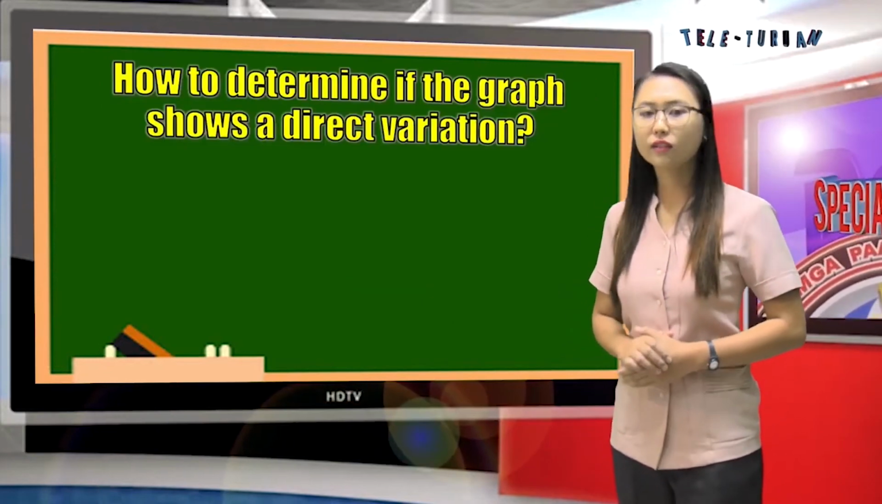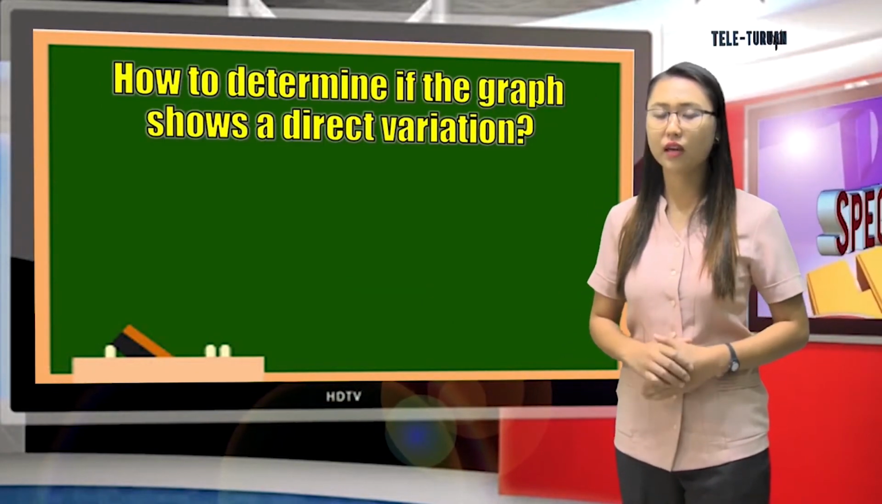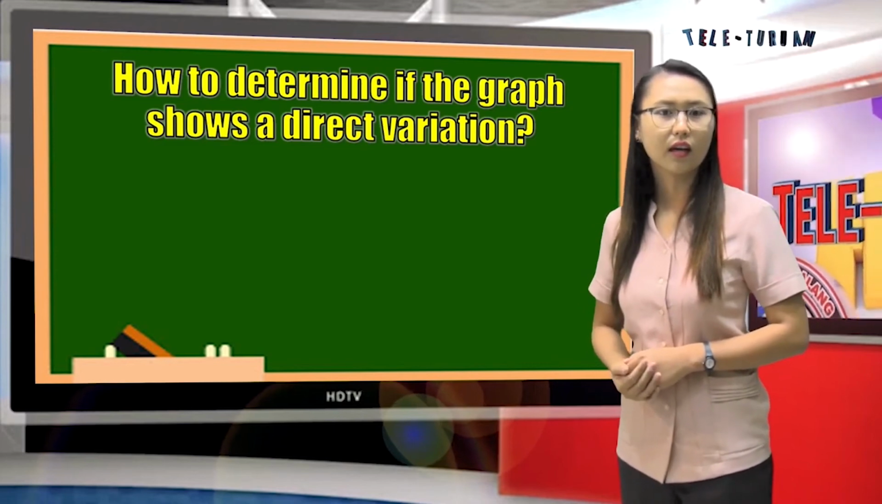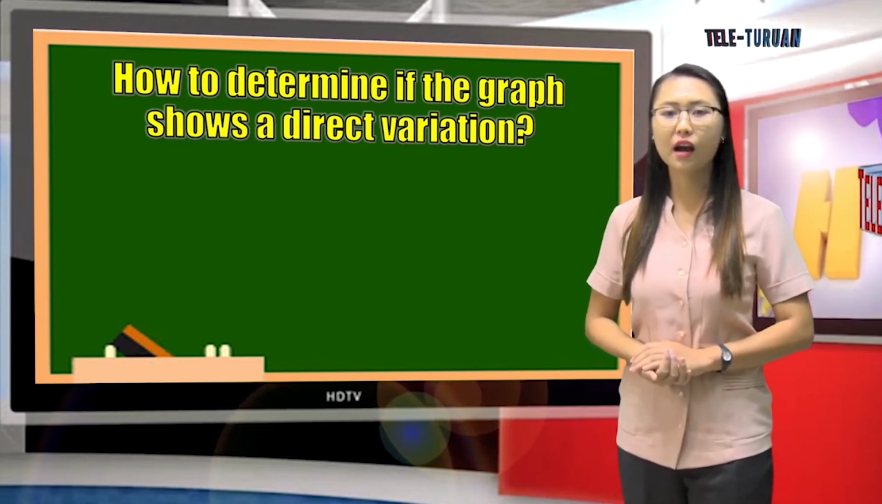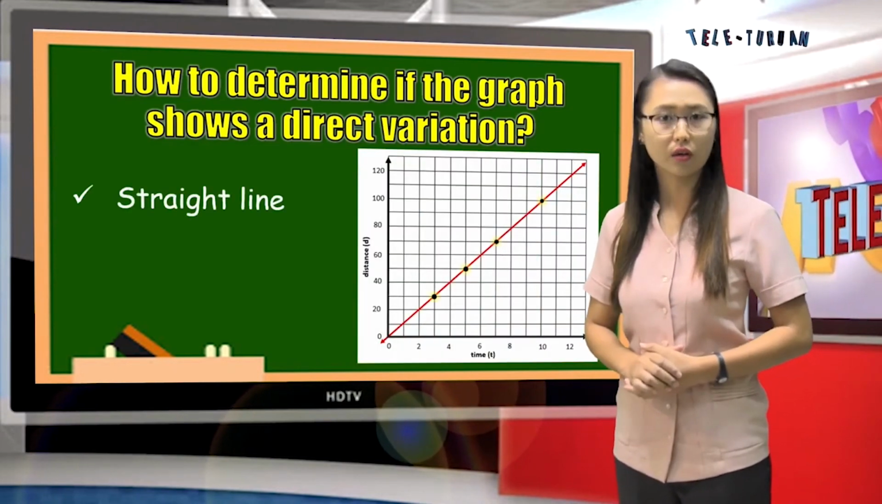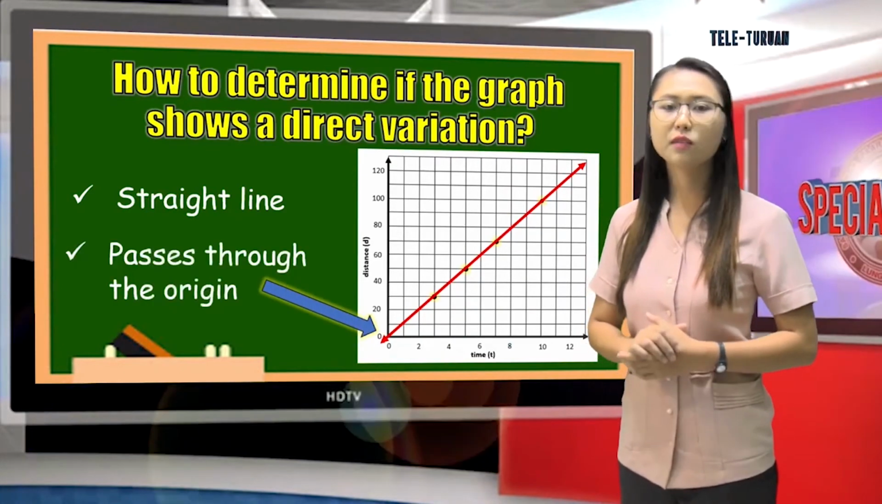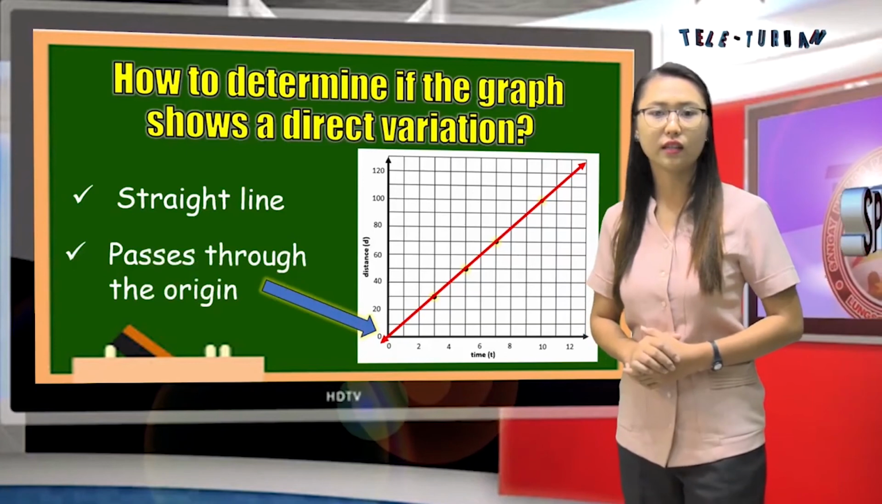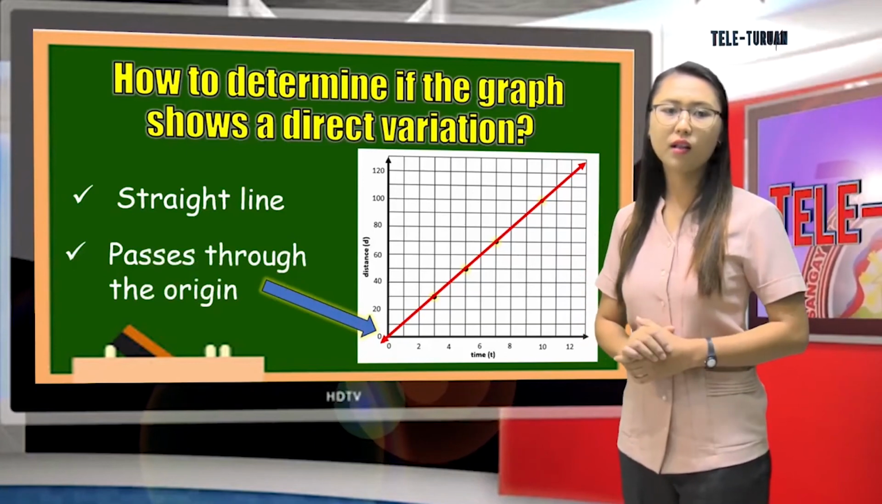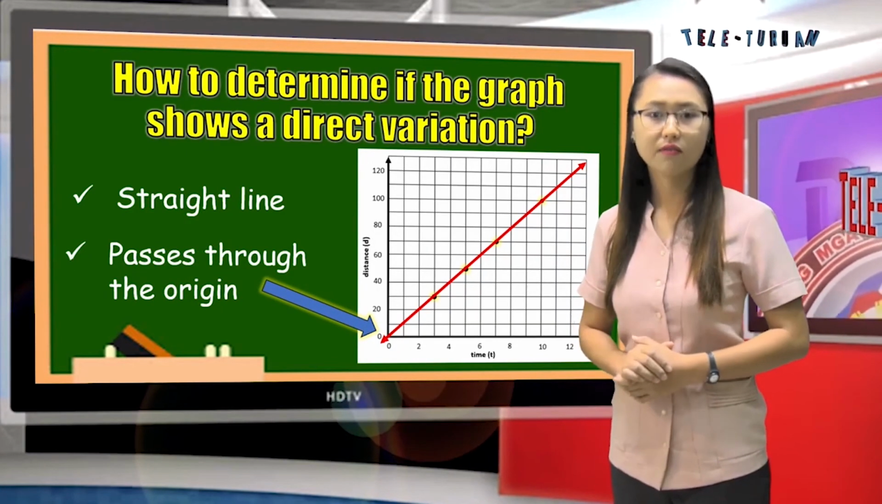Next, how to determine if the graph shows a direct variation. For us to determine if the graph shows direct variation, the graph must be a straight line and it passes through the origin. This is an example of a graph that shows direct variation.